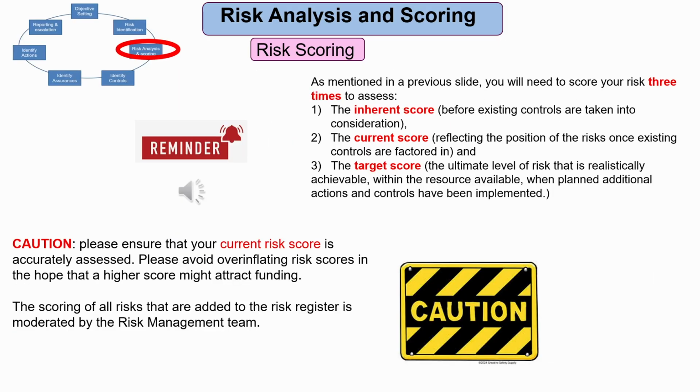This was discussed earlier in the presentation, but just a reminder that there are 3 separate risk scores required for each risk: the inherent or initial risk rating, the residual or current risk rating, and the target risk rating. And just a word of caution here, please do ensure that your current risk score is accurately assessed. Please avoid overinflating risk scores in the hope that a higher score might attract funding. The scoring of all risks that are added to the risk register is moderated by the risk management team and at a number of meetings where risks are discussed.